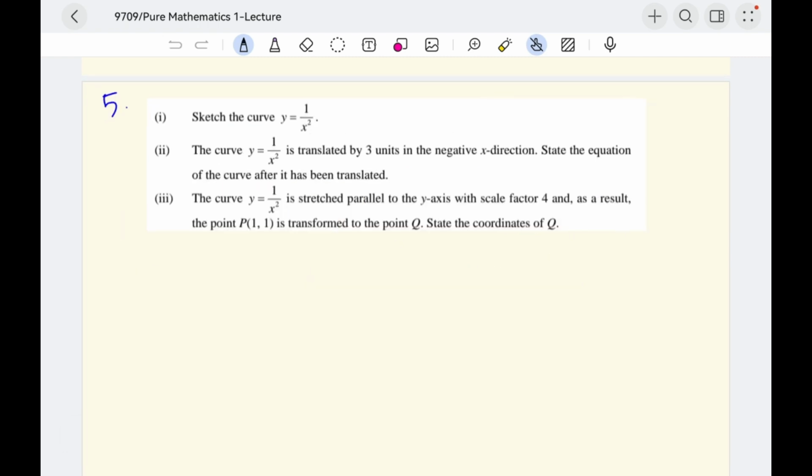Okay, let's move on to question 5. Sketch the curve of y equals 1 over x squared. Okay, so this is a reciprocal graph. Just that the function being reciprocated is x squared, which is the quadratic, but this time it is the reciprocal of the quadratic. All right. So let's sketch the graph.